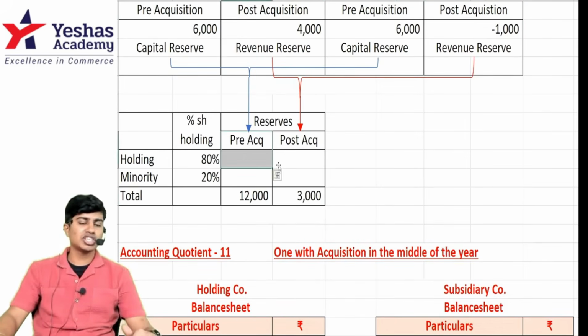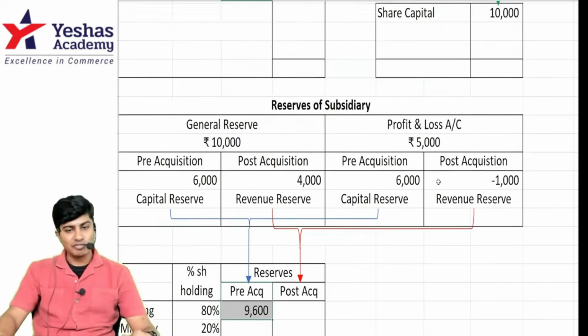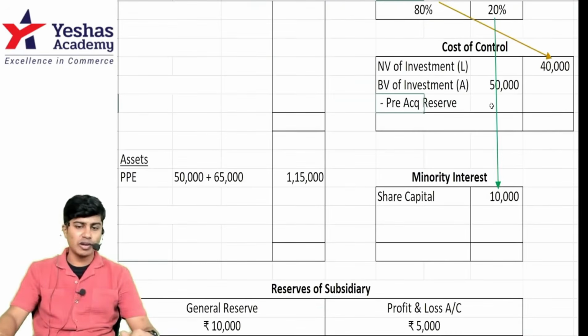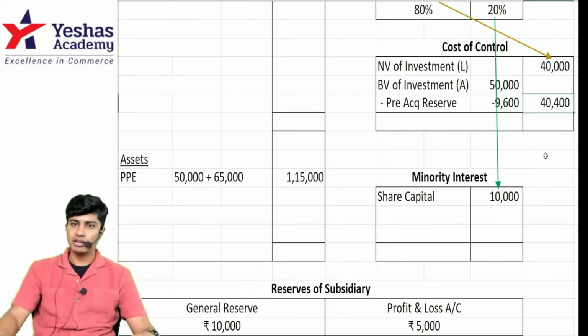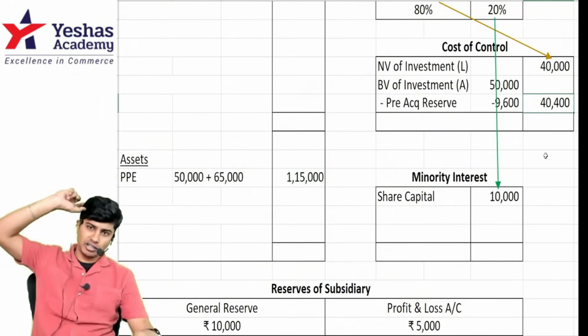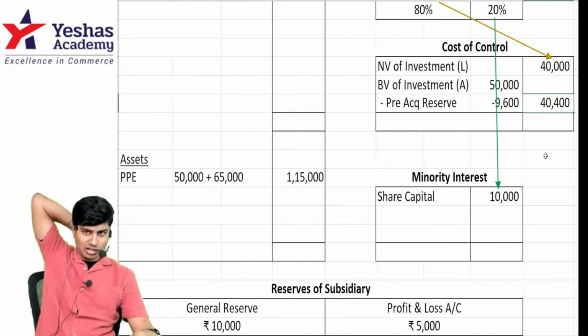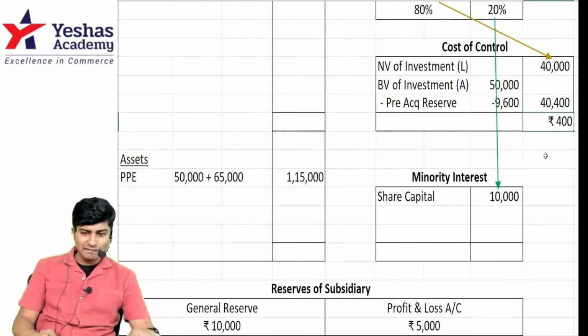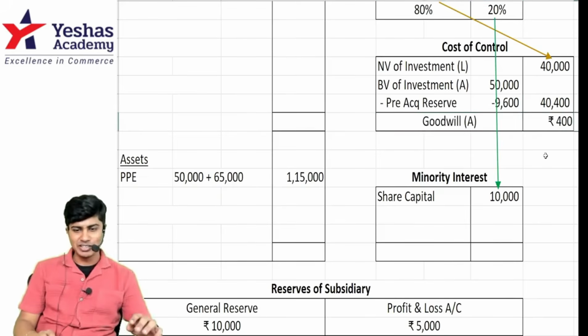First, holding's share in pre-acquisition reserves of subsidiary. What to do with this 9,600? Deduct from value of investment in cost of control, book value of investment. I will deduct 9,600. 50,000 minus 9,600 is 40,400. Nominal value 40,000. Book value 40,400. 400 will be goodwill. Fantastic.